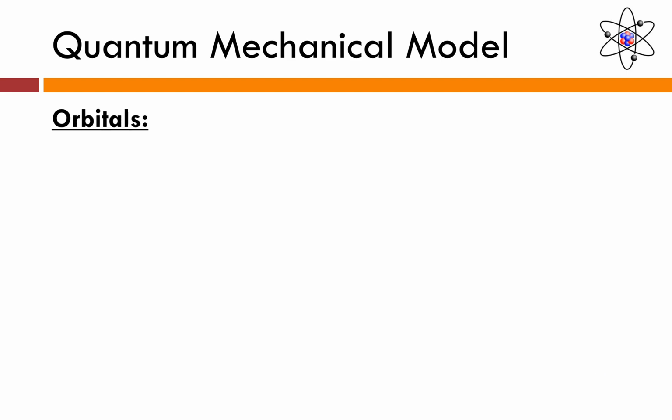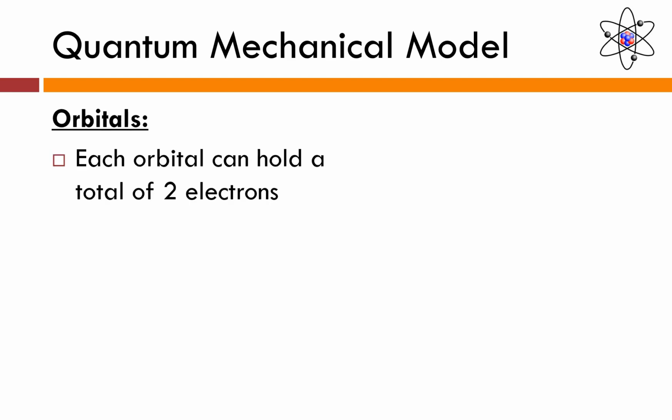Let's talk a little bit more about the orbitals. Each orbital can hold a total of 2 electrons. We're going to show you some pictures of the orbitals, and they take on some really wacky shapes. Don't be fooled, doesn't matter how complex they look, every orbital out there can only hold 2 electrons.